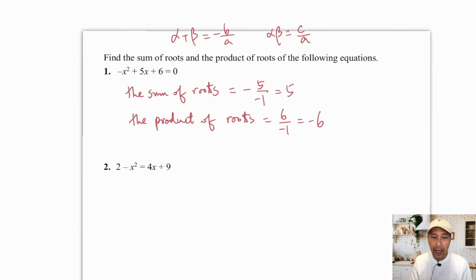Okay, note that we need to write the sum of roots and the product of roots rather than alpha plus beta and alpha beta. If you want to use alpha and beta, you need to define them in the beginning.